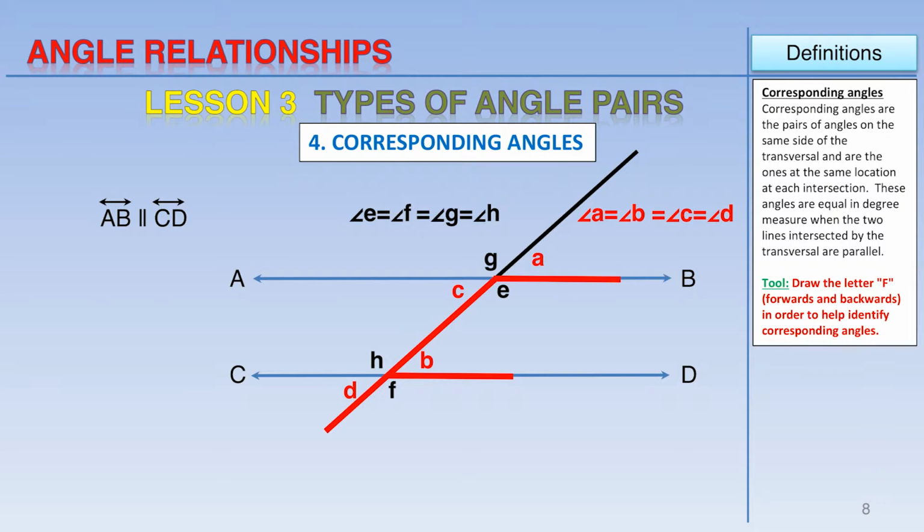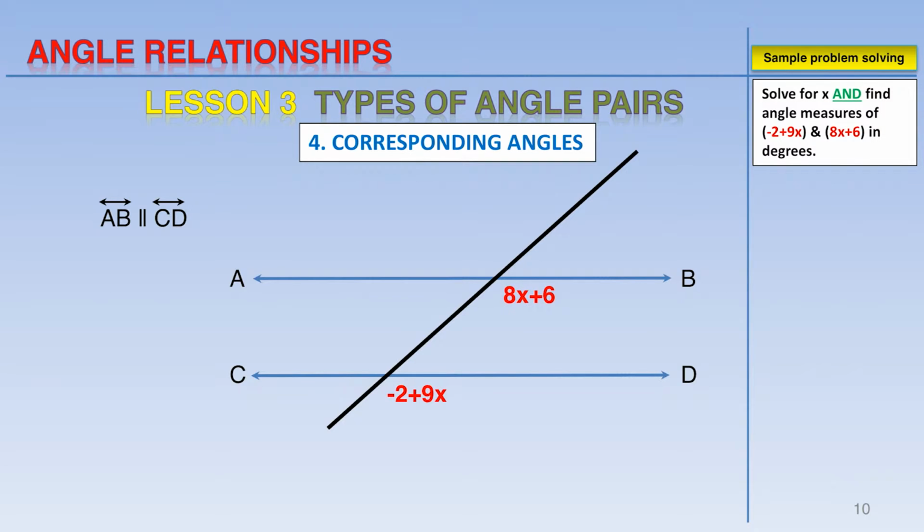Now there's a tool that you can use to determine if the angles are corresponding. You can draw an F forwards, backwards, upside down, for example. In this case, you can see that it was drawn at the same locations, the E and the F and the B and the A, just as a tool you can use. If you go in reverse, it's the same kind of tool you can use to determine if they're corresponding angles.